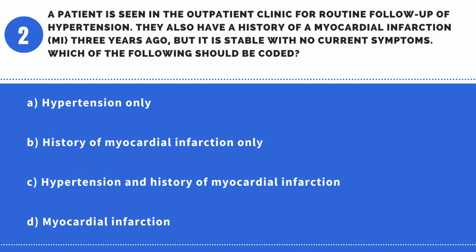Question 2. A patient is seen in the outpatient clinic for routine follow-up of hypertension. They also have a history of a myocardial infarction, MI, 3 years ago, but it is stable with no current symptoms. Which of the following should be coded? A. Hypertension only. B. History of myocardial infarction only. C. Hypertension and history of myocardial infarction. D. Myocardial infarction.